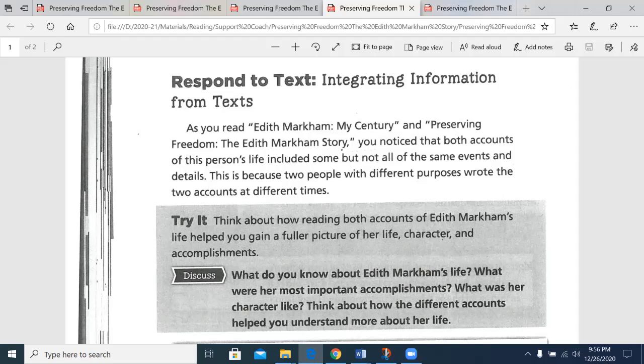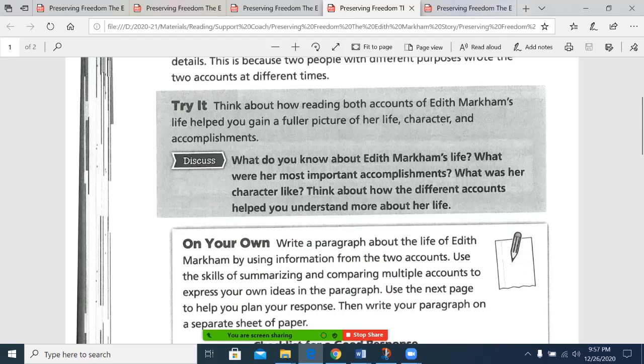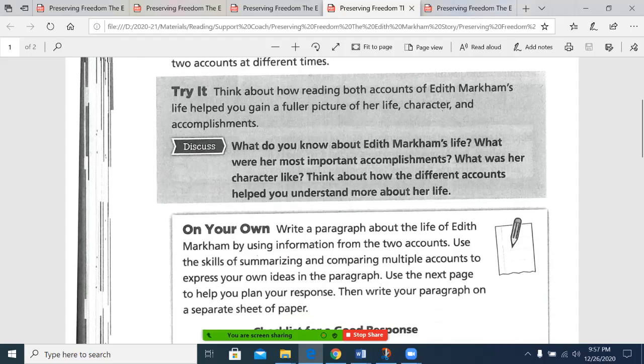So, what do we know about Edith Markham's life? What were her most important accomplishments? What was her character like? Think about how the different accounts helped you understand more about her life. It's quite likely that to complete this assignment, you may need to reread Edith Markham, My Century, and or Preserving Freedom, the Edith Markham story, to be able to completely answer this question. I would advise you to look through the worksheet and then read so that you have a purpose for your reading and know what areas you're trying to gather more information in.